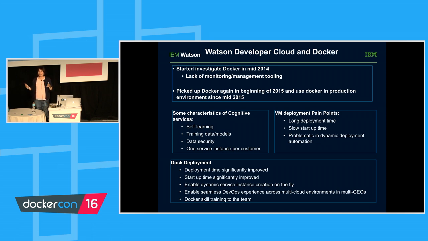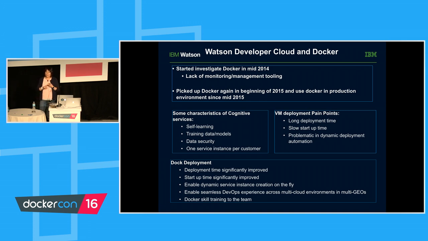The problem that we ran into using VMs for deployment is that cognitive service is about self-learning. You need to use a lot of data to train the service for it to become smart and useful. A lot of that training data is confidential, depending on the service and on the customer's requirements. Some customers require the full stack of Watson Developer Cloud to be used only by themselves. That's why we also have a dedicated offering that is fully dedicated to one customer, because it could involve very confidential data and maybe some business rules that the customer is using.